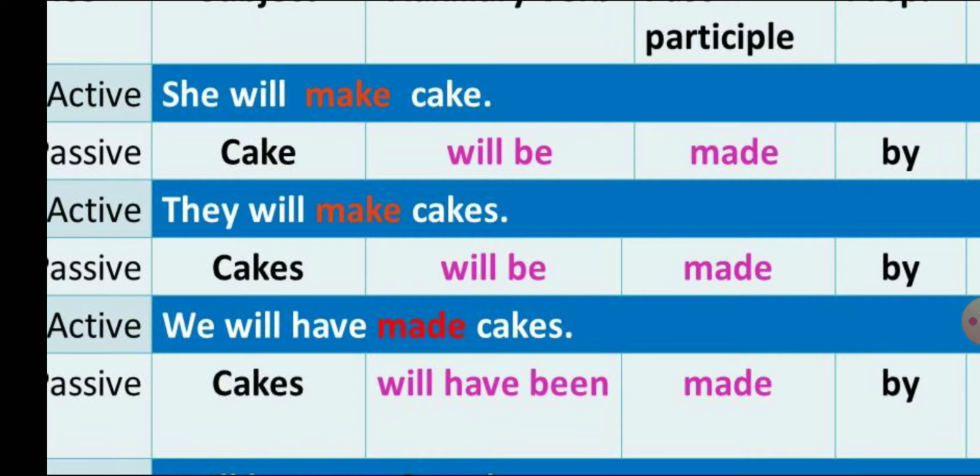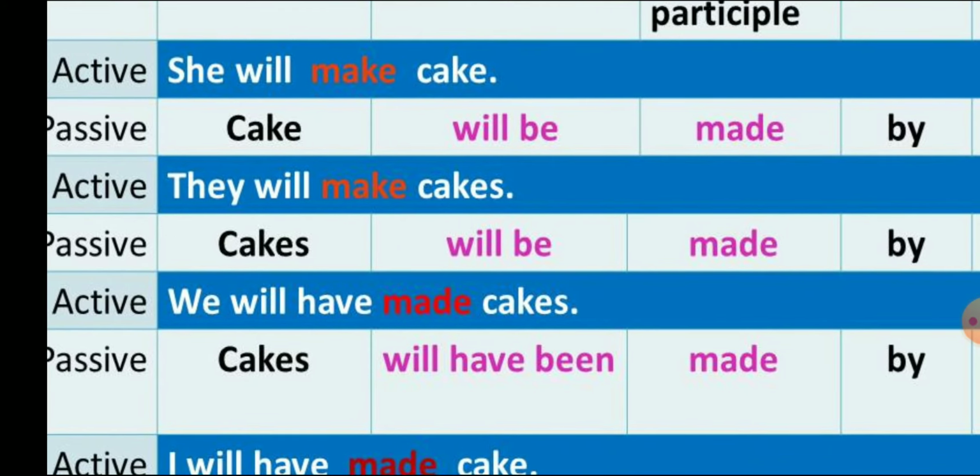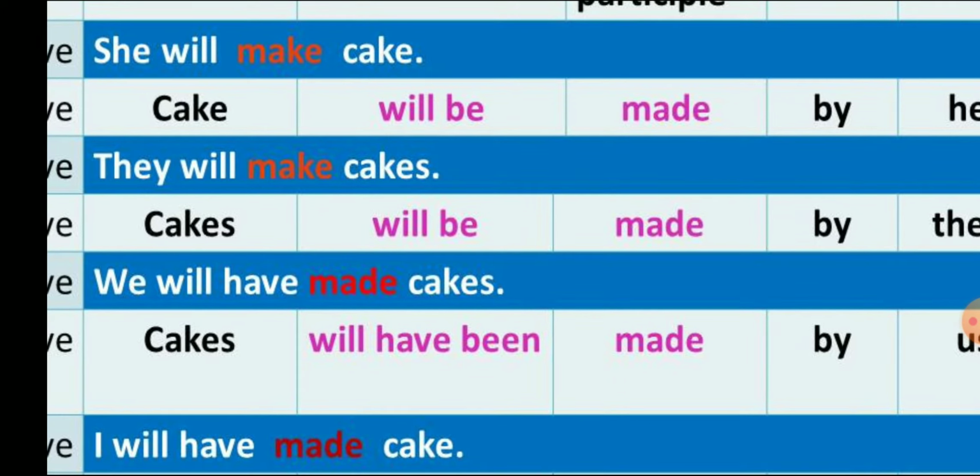So interchange the subject and object. Cakes will be made by them. The objective case for they is them. Next, we will have made cakes. Cakes will have been made by us. So we, the objective case is us, and cakes becomes subject in passive. So cakes will have been made by us.